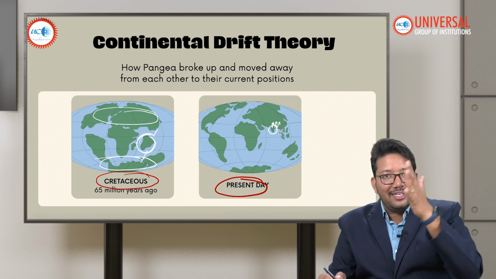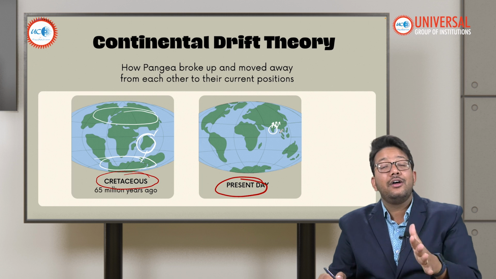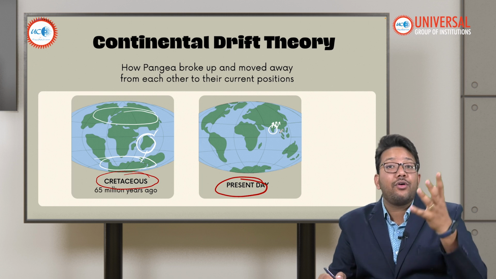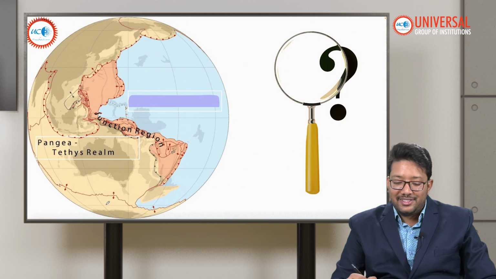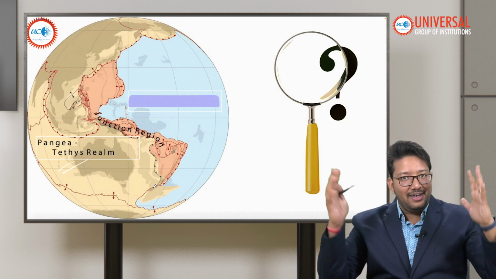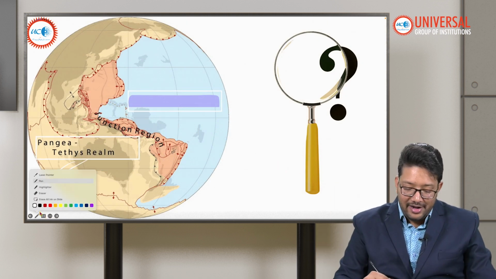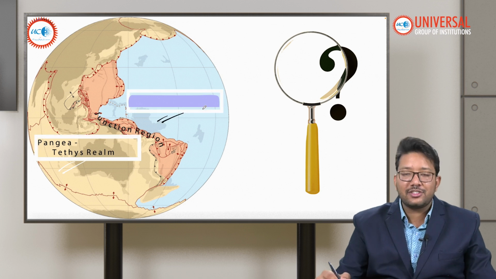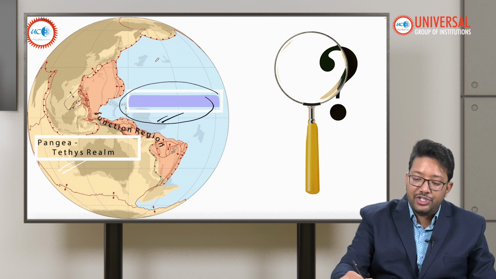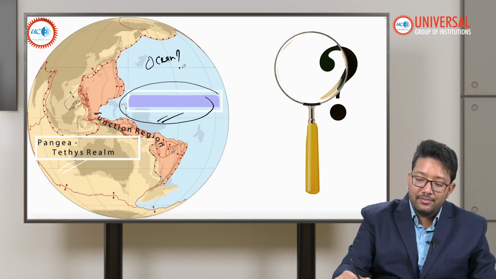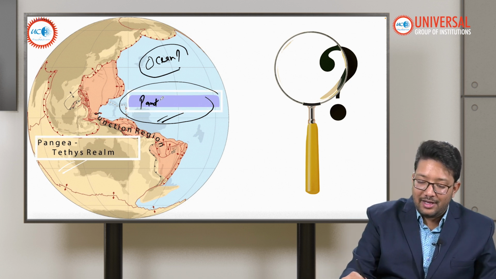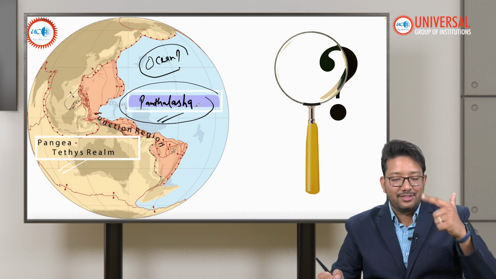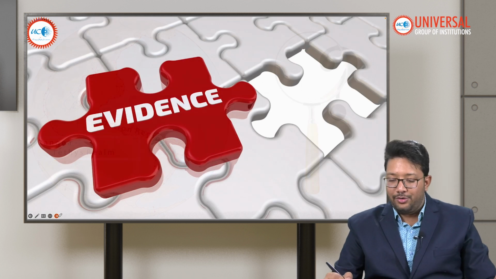Today's 7 continents and 5 oceans are the result of continental drift only. Pangea is the large continental landmass. Can you tell me in the comment box, what is this big ocean called? This big ocean is called Panthalassa. Okay, got it?